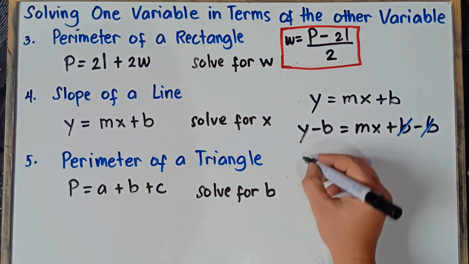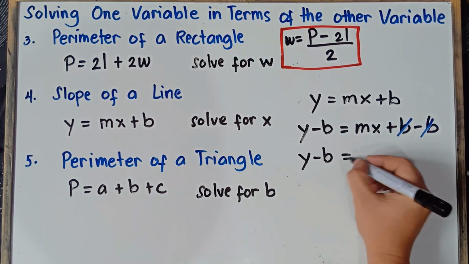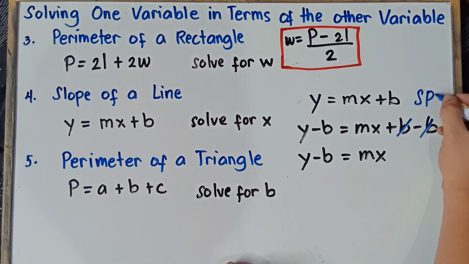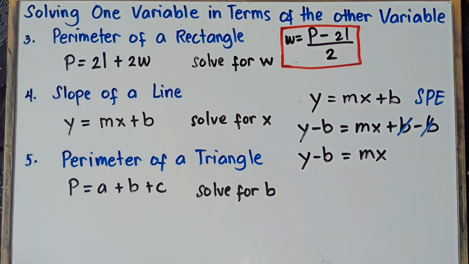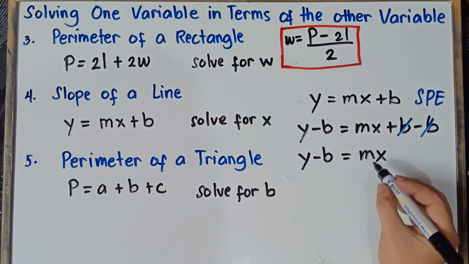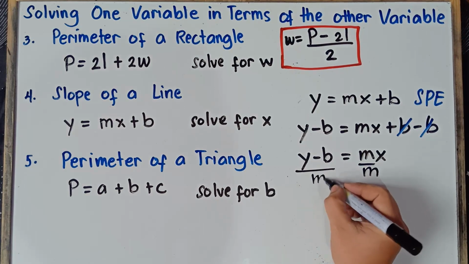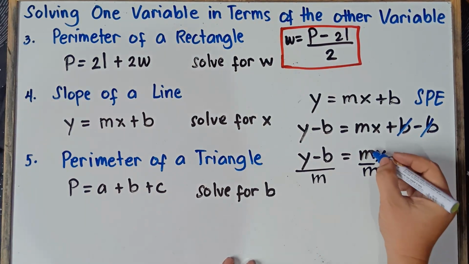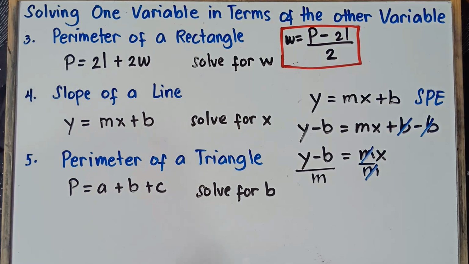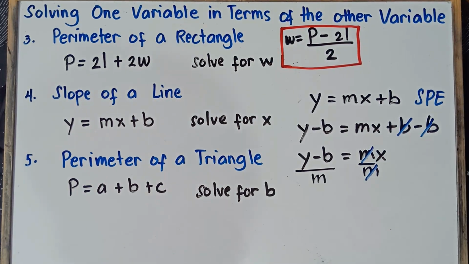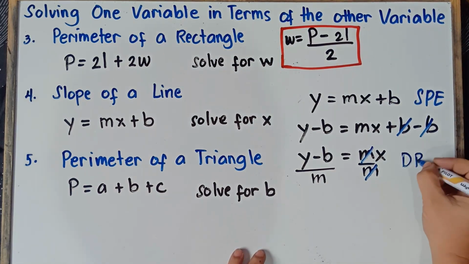So this will be y minus b equals mx. So we apply subtraction property of equality. And then to get the value of x, we can just simply divide both sides by m so that we can cancel this out. And the remaining expression will be only x. And we apply division property of equality.